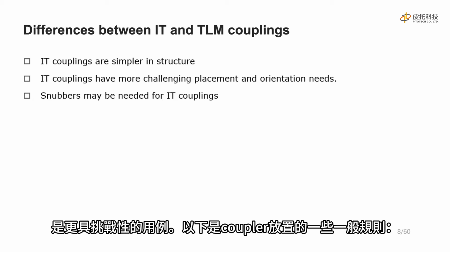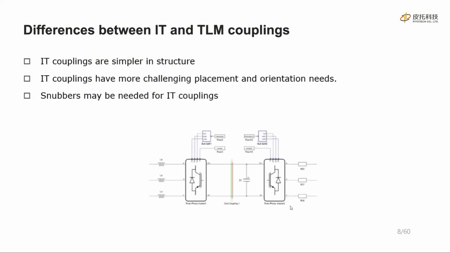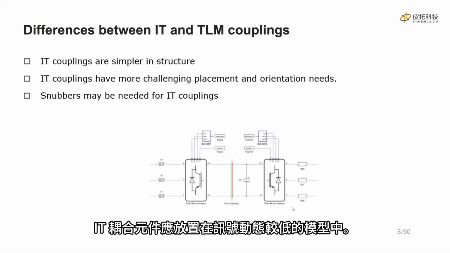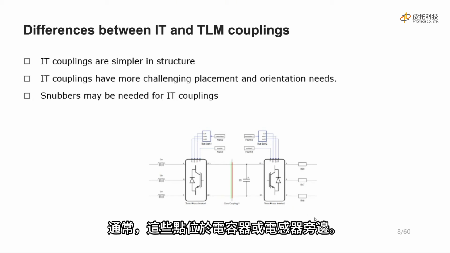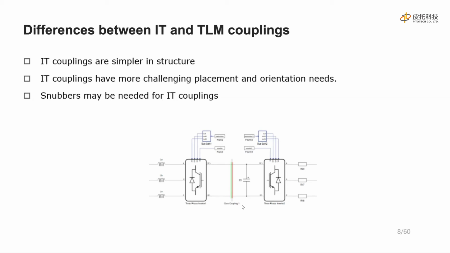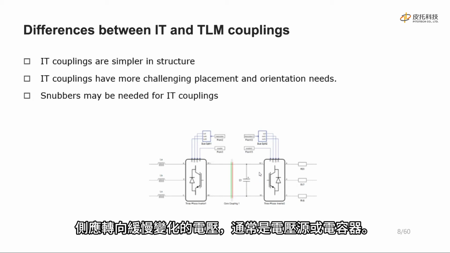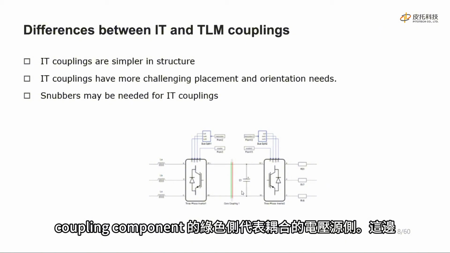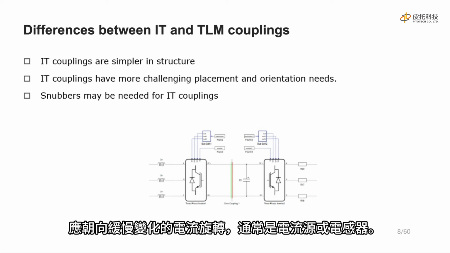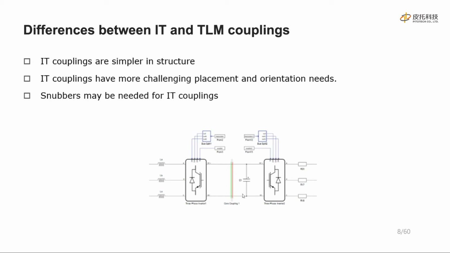Here are some general rules for coupling placement. IT coupling elements should be placed in the model where the dynamics and signals are lower. Usually, these spots are next to capacitors or next to inductors. The red side of the coupling component represents the current source side of a coupling. This side should be rotated towards a slow-changing voltage, usually a voltage source or capacitor. The green side of a coupling component represents the voltage source side of a coupling. This side should be rotated towards a slow-changing current, usually a current source or an inductor.